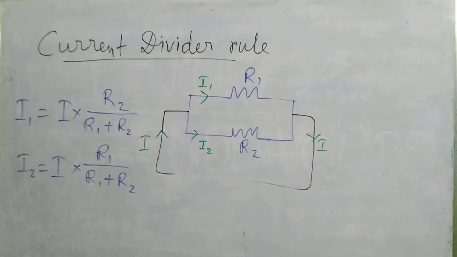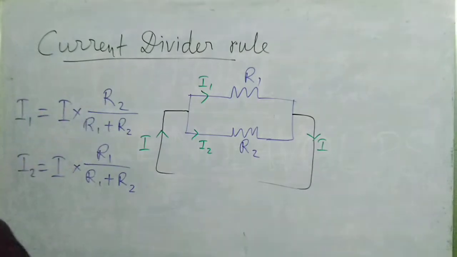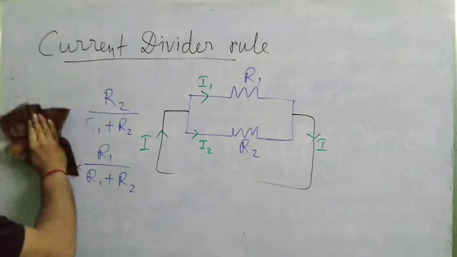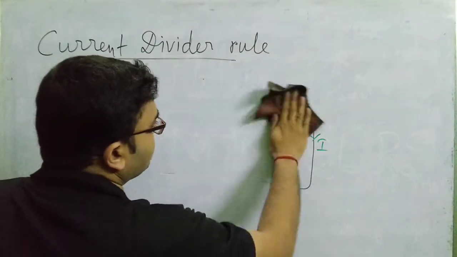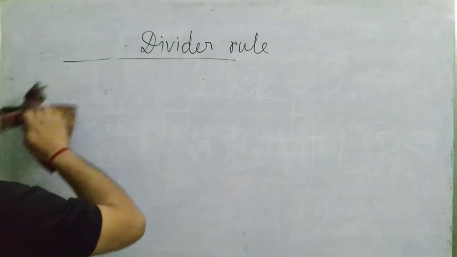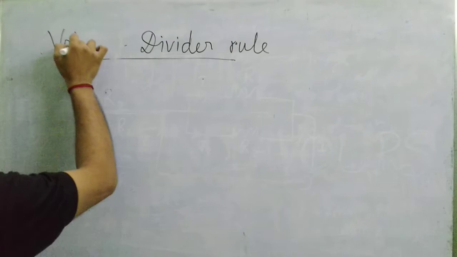Just a brief discussion about voltage dividing. What happens when voltage is divided among the resistors? The voltage is divided when the resistors are connected in series. So I will briefly discuss the voltage divider rule also, just a brief review. This voltage divider rule is applicable when you see resistors in series connection.